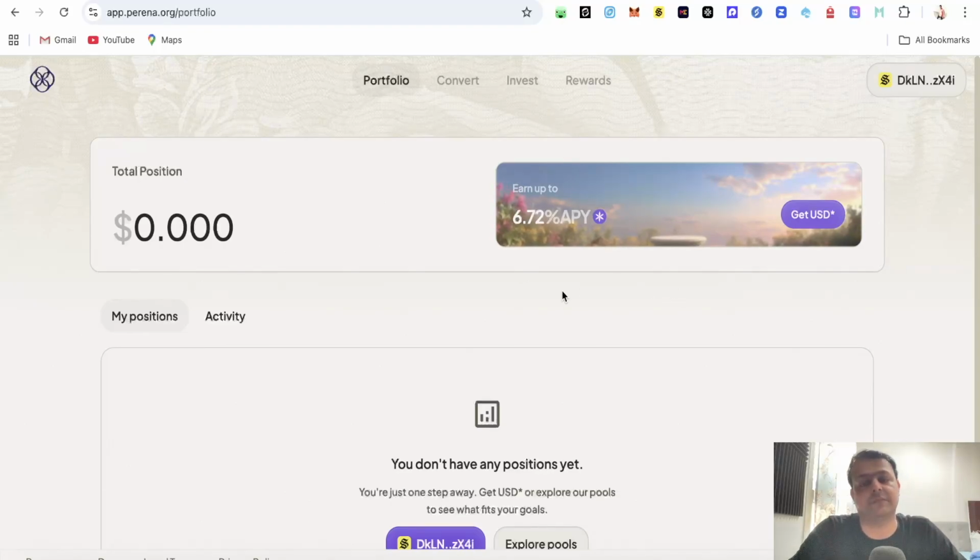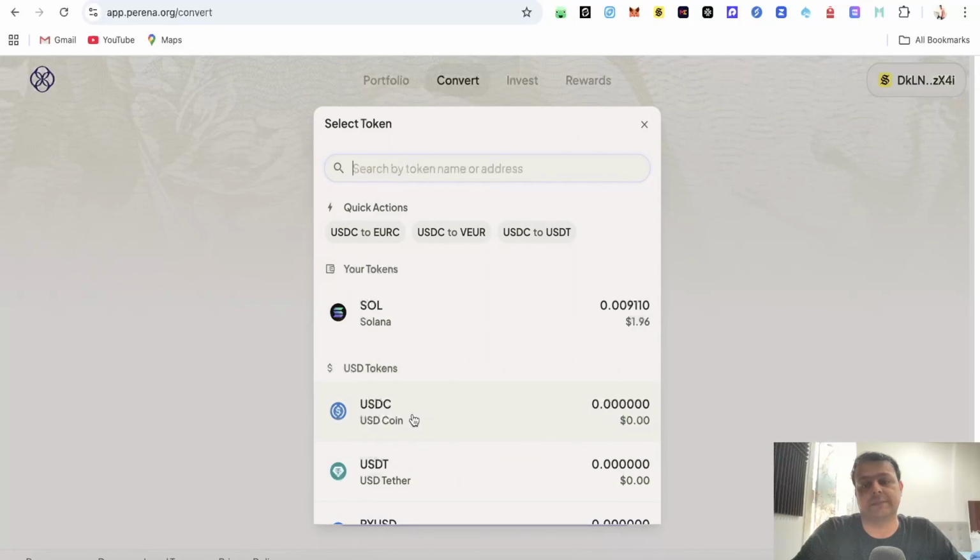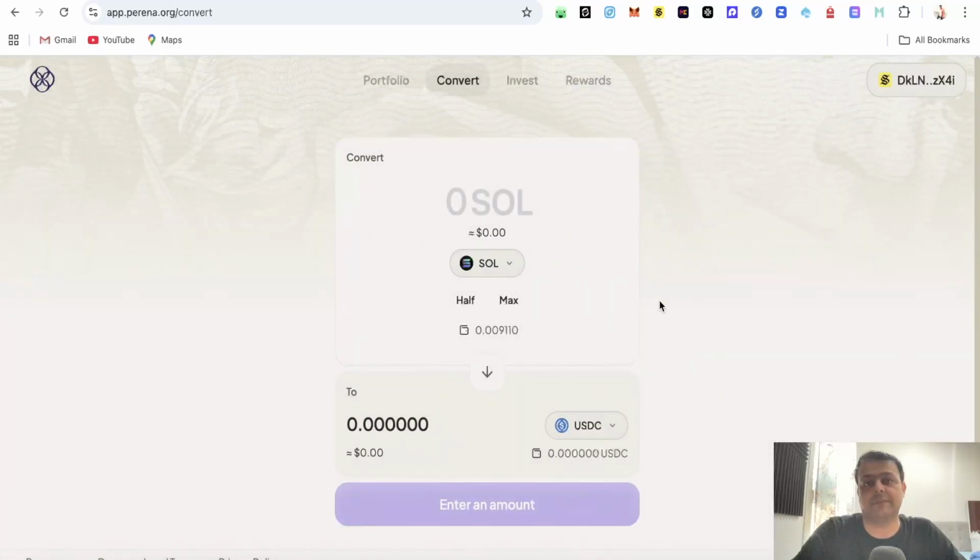So the first thing that you will need to do is click on convert, and over here you can convert your SOL to USDC. Now please note that I am not farming this airdrop on my computer right now because I have a Solana Seeker and I am farming on the Perena app on Solana Seeker.